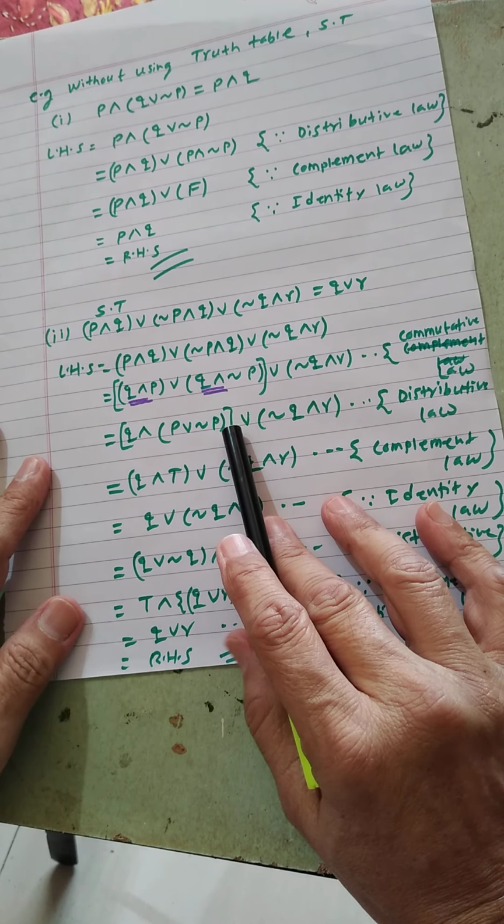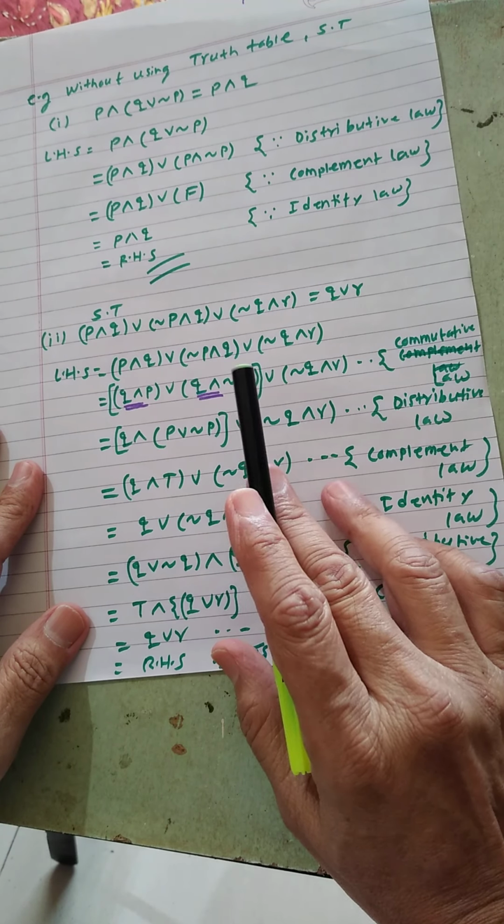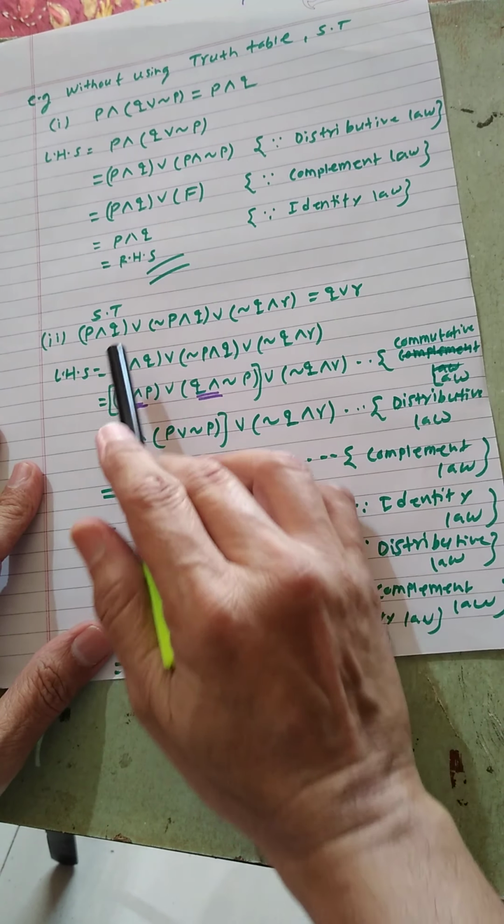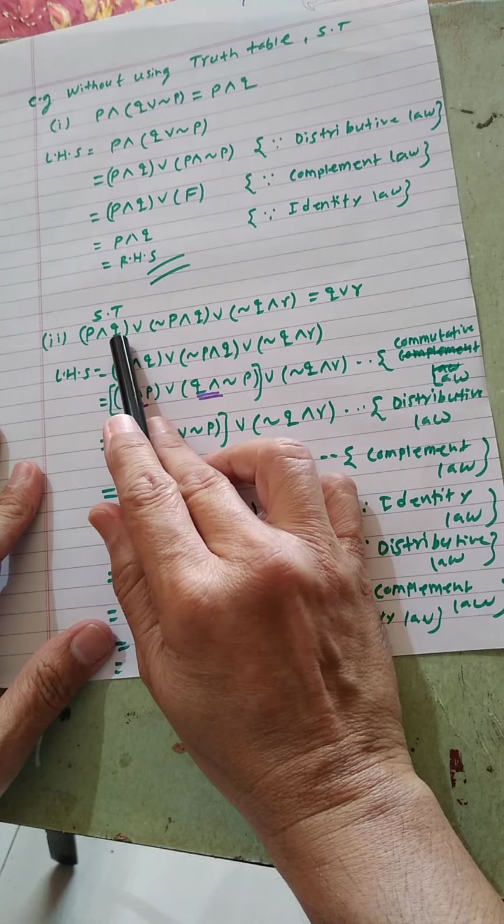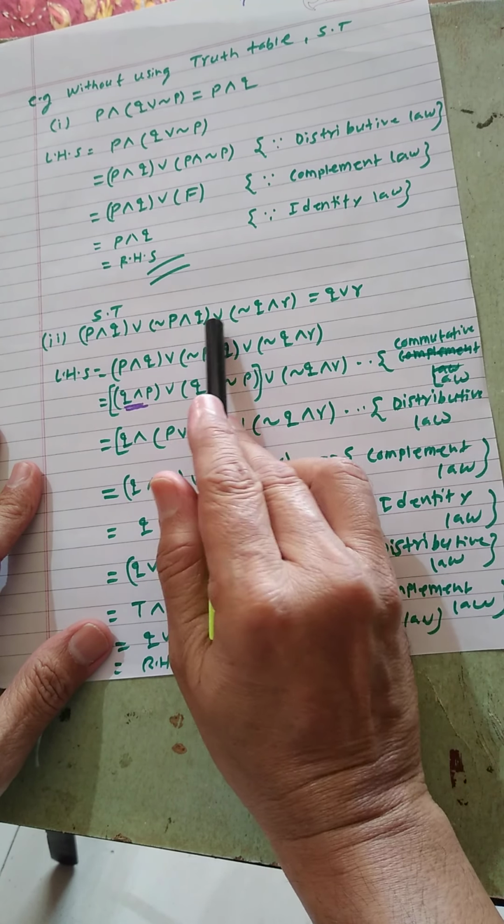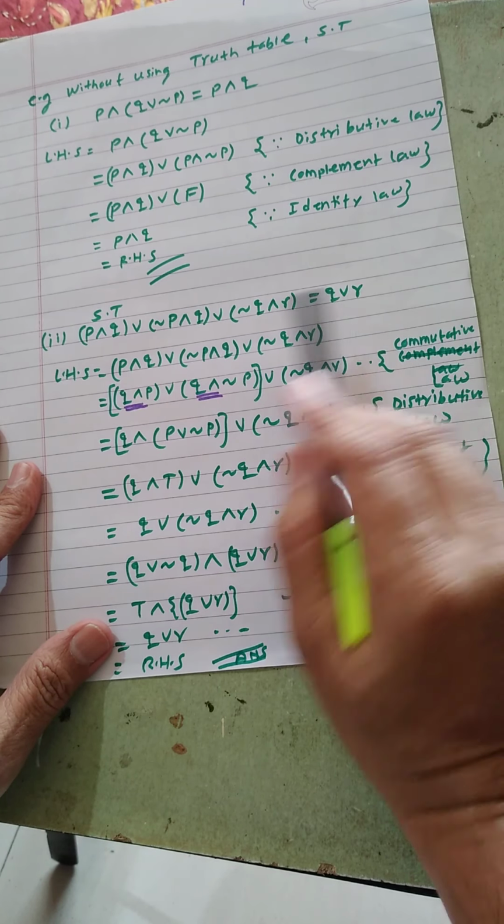Again, I am reminding you, complete your classwork notebook, maintain it properly, and you have to show me when the regular lectures start. Next problem: bracket P and Q, or bracket negation P and Q, or bracket negation Q and R, is equal to Q or R.